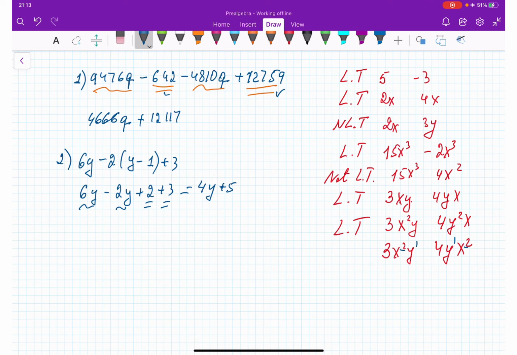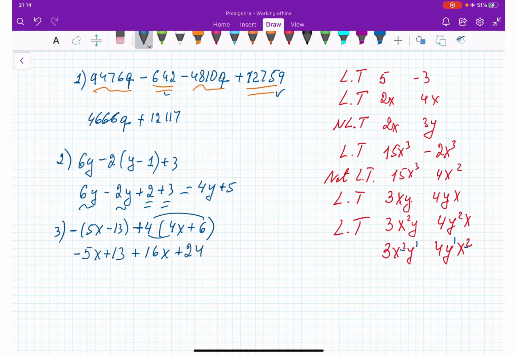Number 3. We have negative, 5x minus 13, plus 4 times 4x plus 6. Okay, so let me open parentheses. Since I have a negative sign in front of the parentheses, it's going to flip the signs. Negative 5x plus 13, right? And then plus 4 times 4x is 16x, and 4 times 6 is 24, right?